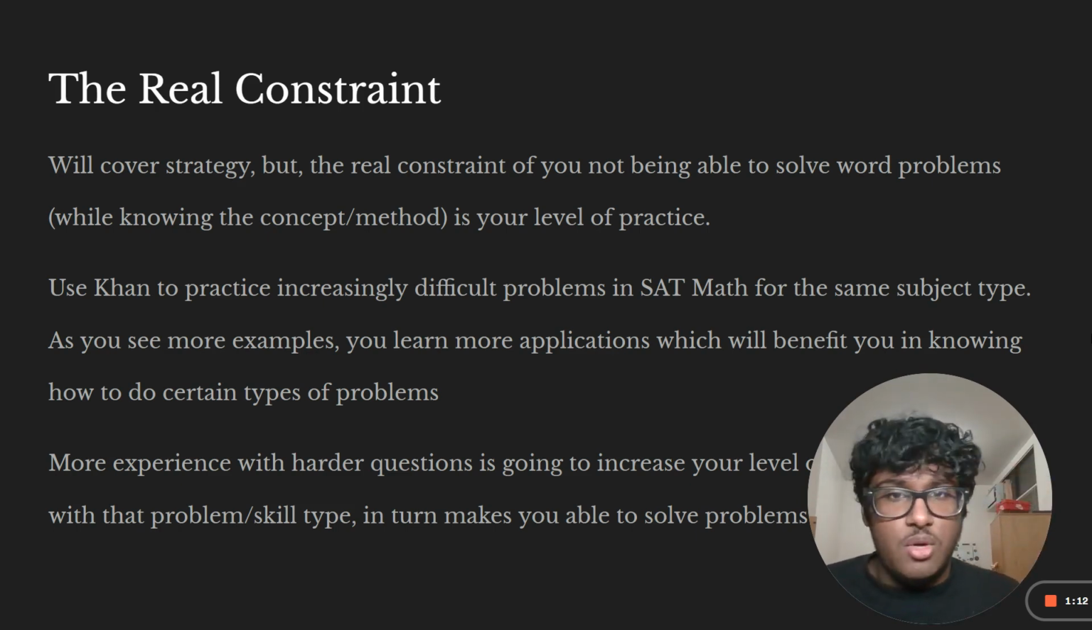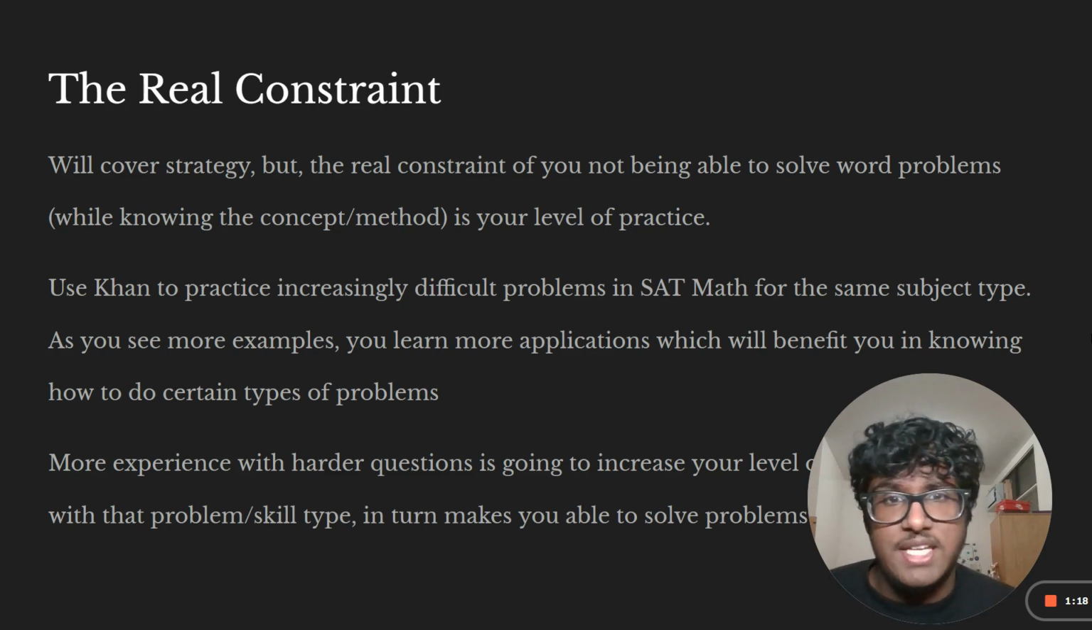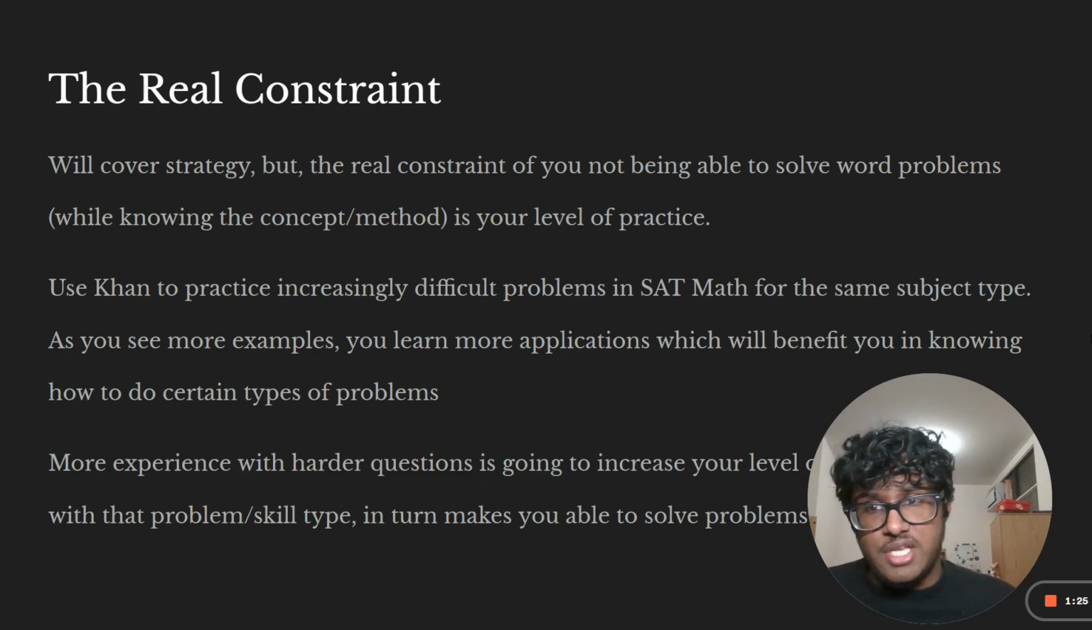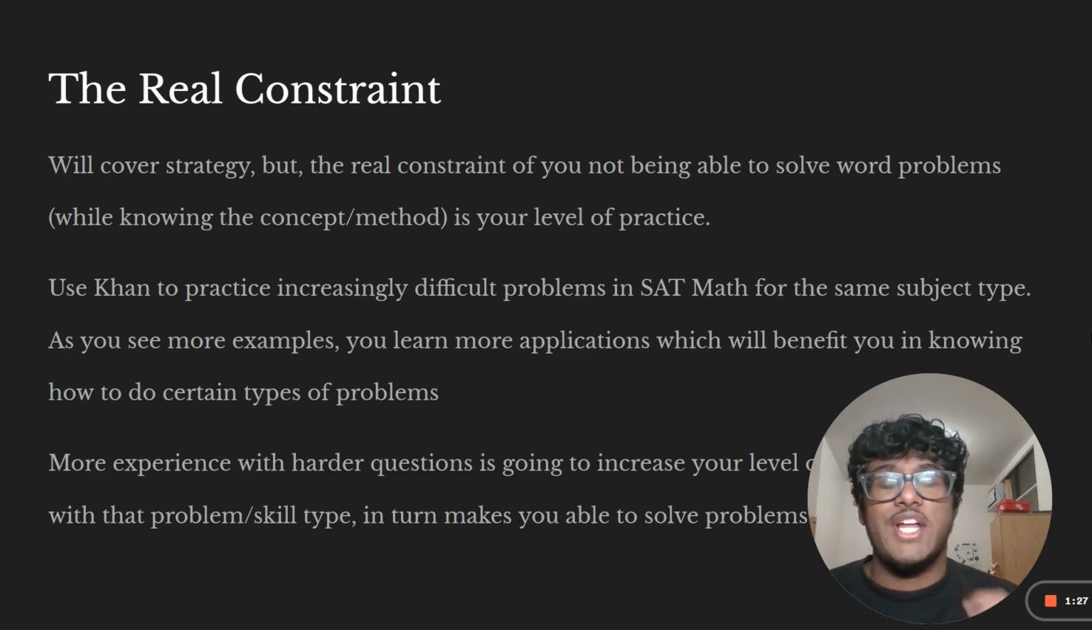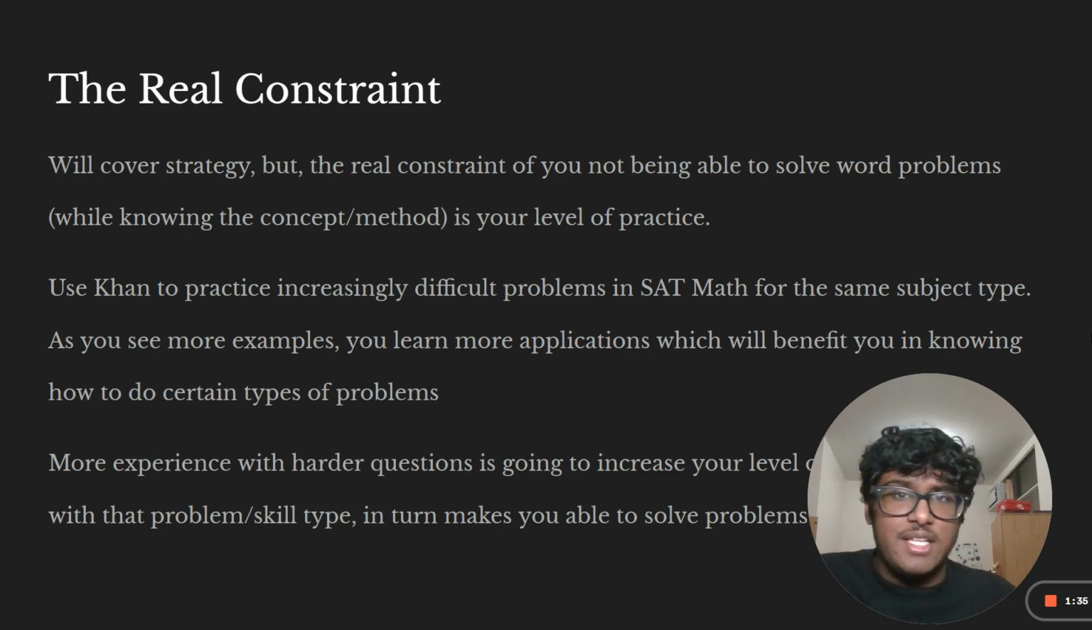Let's say it's a word problem about quadratics, right? And you know how quadratics work, you know the formulas, you know just the basic idea of how they work. The idea is that the real constraint is not the fact that it's a word problem, it's your level of practice, right? And I'm still going to cover strategies on how to deconstruct word problems in this video. I'm not just going to completely abandon the idea, but you should realize that your real constraint is not the fact that it's a word problem, right?